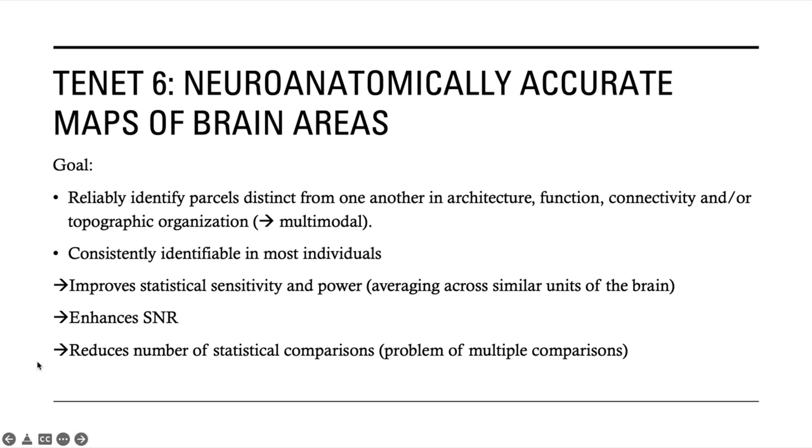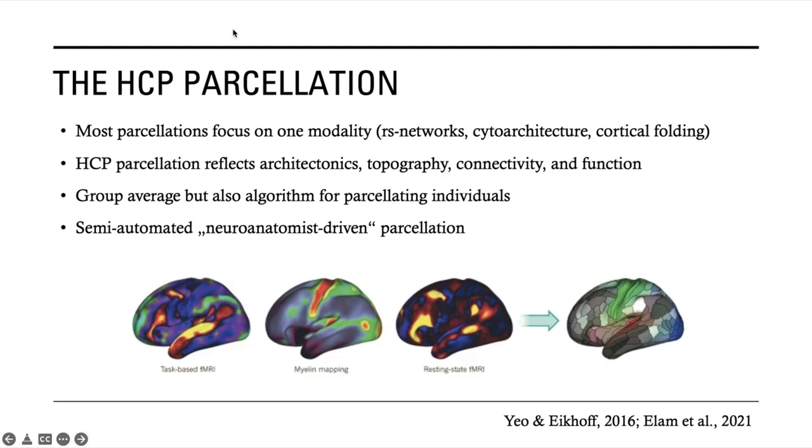So we improve statistical sensitivity and power because of dimensional reduction. We enhance the signal to noise ratio because we are averaging for an area which is distinct, and we reduce the number of statistical comparisons from hundreds of thousands of voxels to 360 brain areas. So the HCP parcellation reflects architectonics, topography, connectivity, and function, and is set as a group average of those HCP subjects, but there's also an algorithm developed out of it for parcellating individual brains.